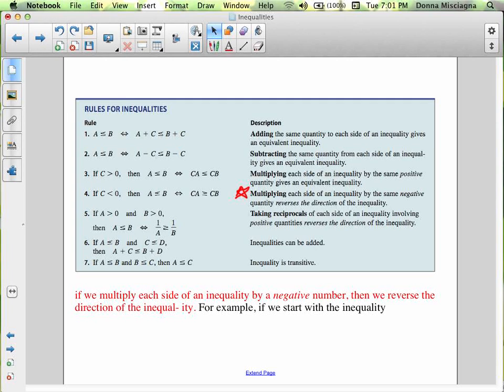Taking reciprocals of each side of an inequality involving positive quantities reverses the direction of the inequality. So just like multiplying, and by the way, the same thing applies for dividing, because dividing is just multiplying by the reciprocal. So where it says multiplying, also add in dividing.